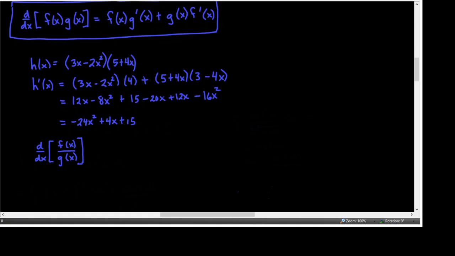And in fact, this is probably one of the more complicated formulas. It is the denominator function times the derivative of the numerator function minus the numerator function times the derivative of the denominator function. And then all of that is divided by the square of the denominator function.